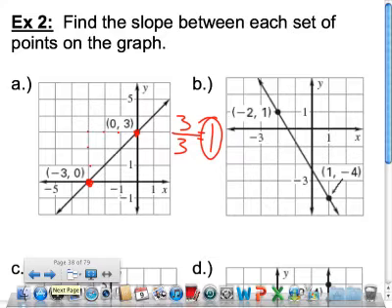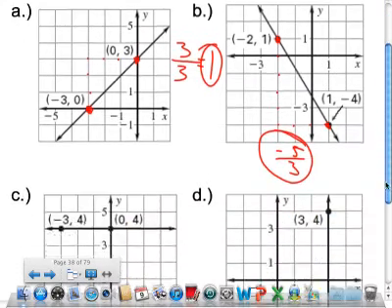In part B, again, rise over run. So I got to go from this point now to this point. I got to go down 1, 2, 3, 4, 5. So down 5 is negative 5. And then I got to go right 1, 2, 3. So that's positive 3. And so your slope is just negative 5 over 3.